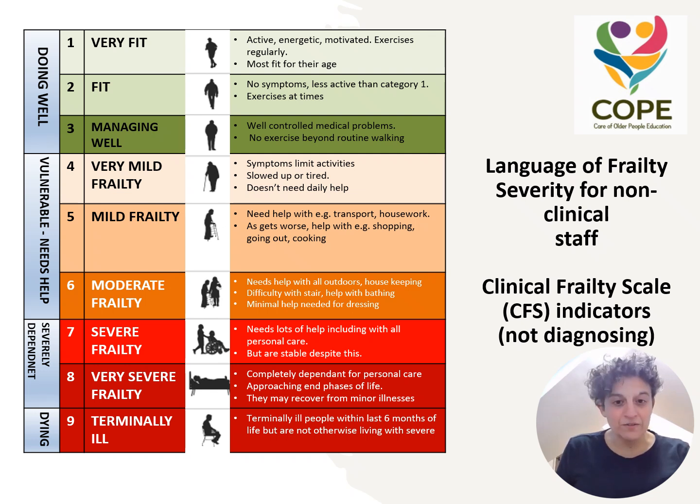By CFS 7, you're severely frail. This means you need help with everything, including your personal care like washing, dressing, toileting. By CFS 8, you are similarly frail to 7, but you are probably approaching the latter phases of your life. And even any minor stressor, such as a small infection or constipation, may well be difficult to recover from. And the last is CFS 9, which we tend to use less often, but is used to describe those people in the end of life who perhaps are otherwise not severely frail. So, for example, somebody dying from an advanced cancer.